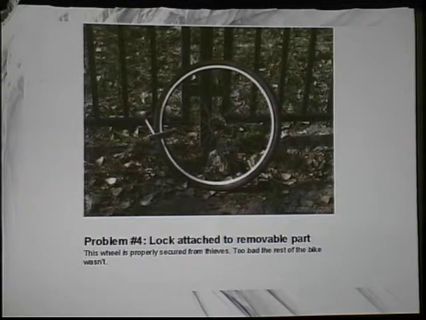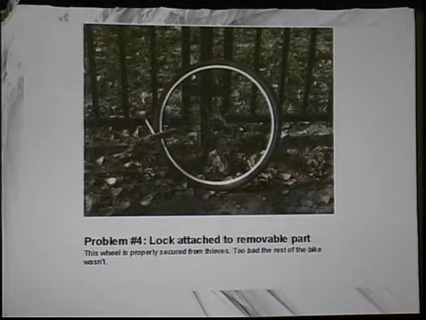So this wheel is very secure. Nobody's taking this wheel. The rest of the bike, though, I don't know. Maybe somebody's just gotten. Maybe they thought a unicycle was too easy, and this is what they're riding around. But I think it's more likely that there was a bike attached to this at some point.